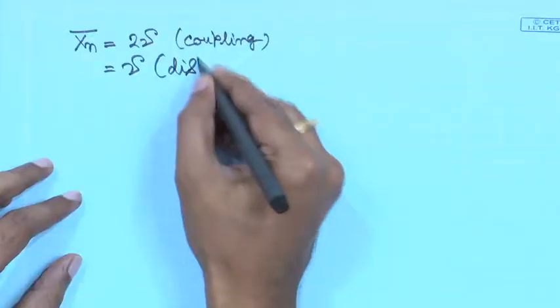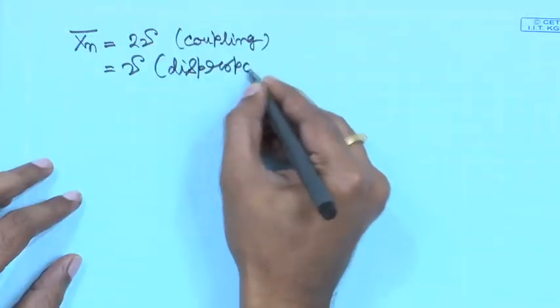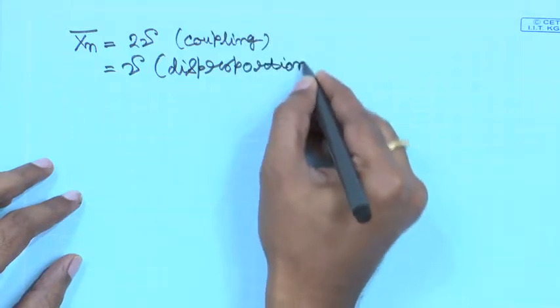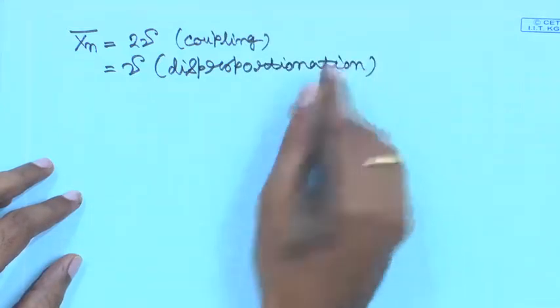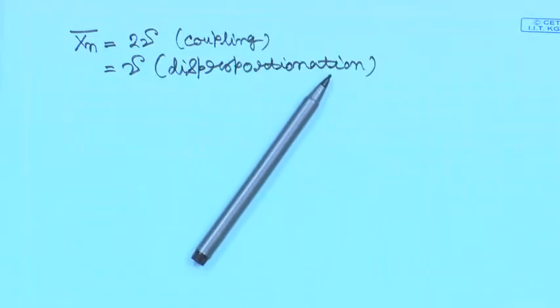However, if you are doing the termination only through disproportionation, then your xn bar is only nu, because two chains have come close by for termination, and at the end one hydrogen is abstracted from one of the chains and goes to the other one, and both the radicals are destroyed. So, two chains you start with nu and nu kinetic chain length, at the end you get only two chains, not one chain.